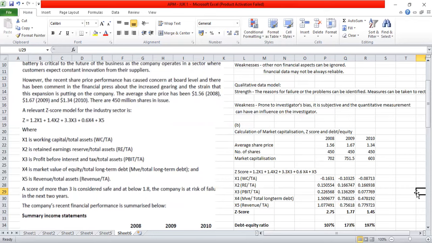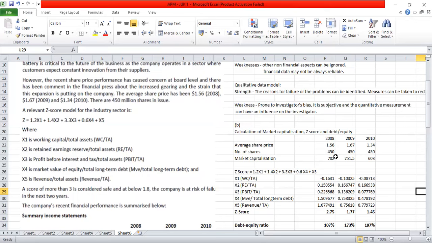Now, 1.77 is also below 1.81. That itself is an indication that it's not doing well. And if the Z score falls even below that, which has reached 1.45, it indicates that the performance of the company is not at all good, or it is not safe.